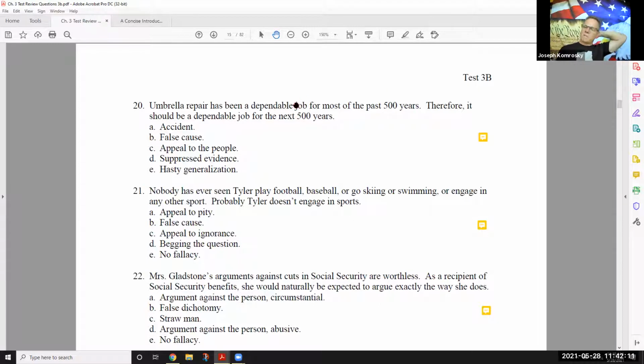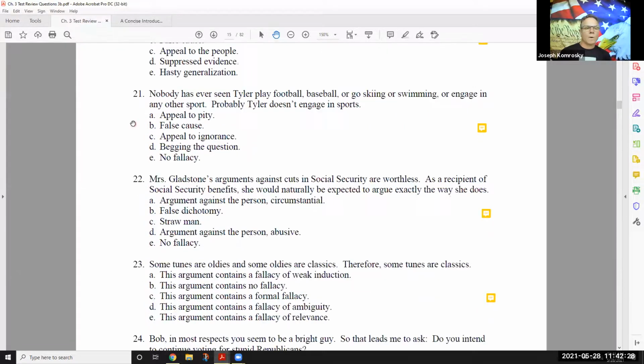There's a lot of things missing that could be very significant. And it just so happens that there is suppressed evidence. Suppressed meaning pushed down, kept away. So 20, suppressed evidence. 21. Nobody has ever seen Tyler play football, baseball, or go skiing or swimming, or engage in any other sport. Probably Tyler doesn't engage in sports.